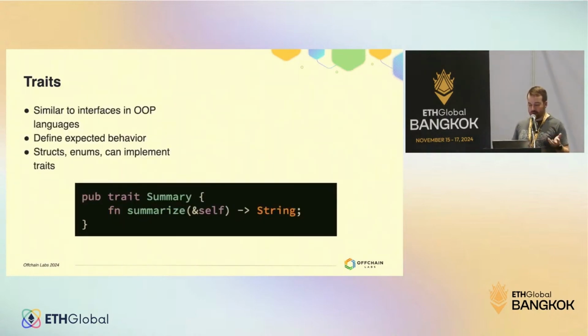As I said earlier, traits are similar to interfaces in OOP languages. So this is how you define behavior for structs or enums. Right here I've got this Summary trait with a summarize method, and I'm just declaring the interface for that method. It doesn't take any parameters. It receives a reference to self, but it returns a String. So that's the Summary trait.